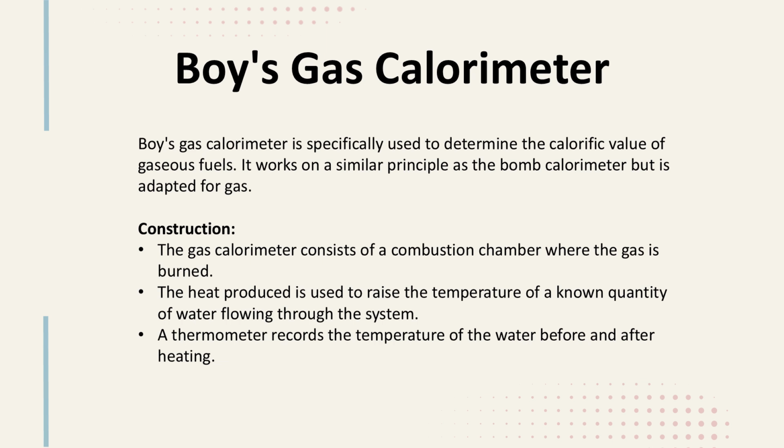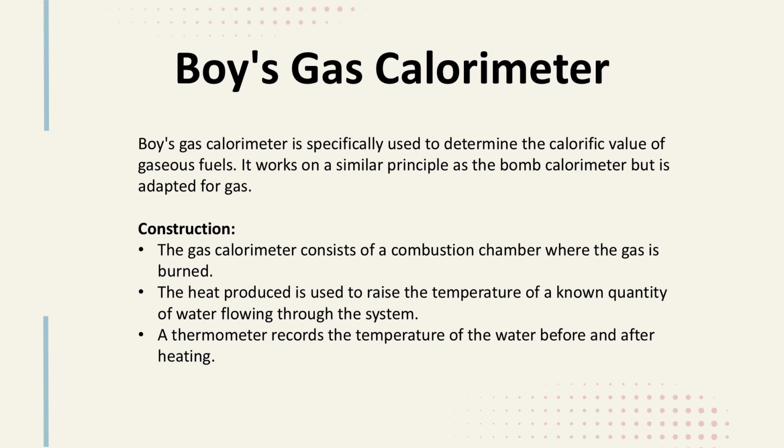Another device used for measuring the calorific value of fuels, particularly gaseous fuels, is the Boy's gas calorimeter. This instrument works on a similar principle to the bomb calorimeter but is specifically designed for measuring the heat content of gases. The Boy's gas calorimeter burns a known volume of gas, and the heat produced is transferred to a known quantity of water flowing through the system. The rise in water temperature is then measured to determine the calorific value of the gas.